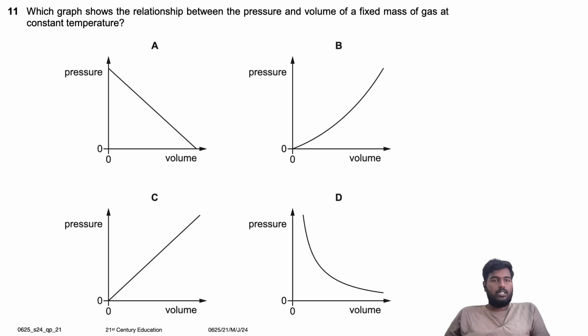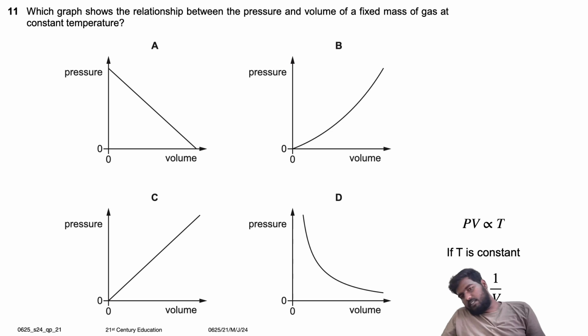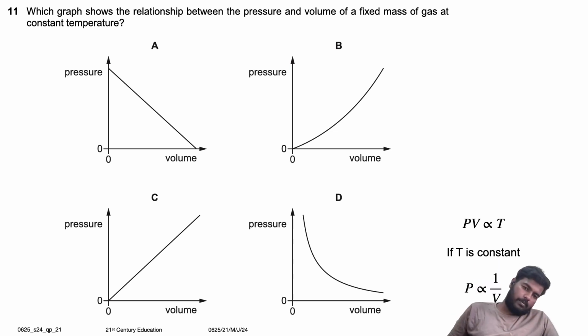Which graph shows the relationship between the pressure and volume of a fixed mass of a gas at constant temperature? Okay, we know that PV is proportional to T, ideal gas law. If T is constant, then P is proportional to 1 by V. So the relationship between P and V is inverse. So it should look like this. So option D.